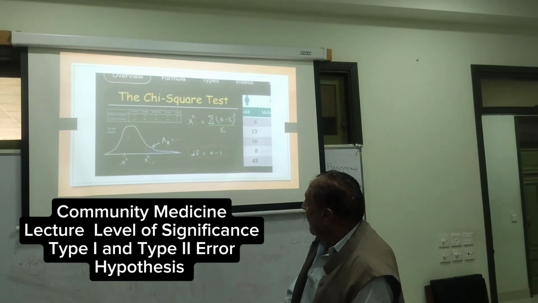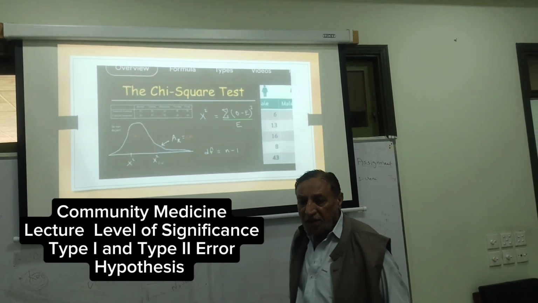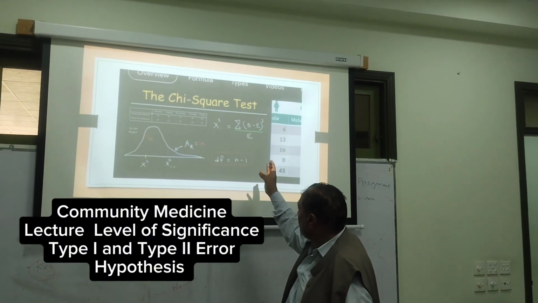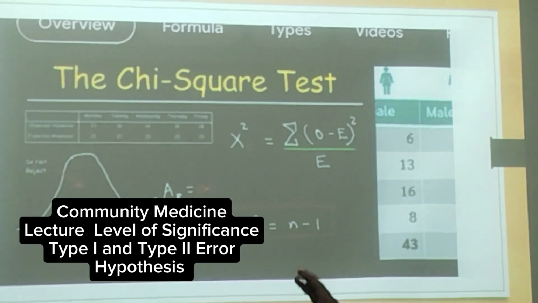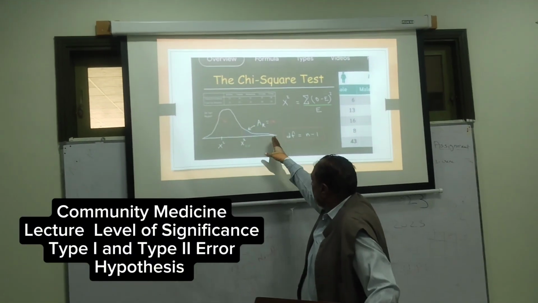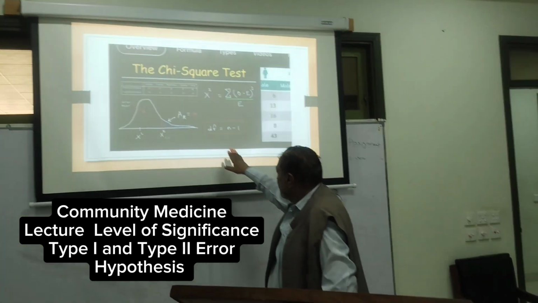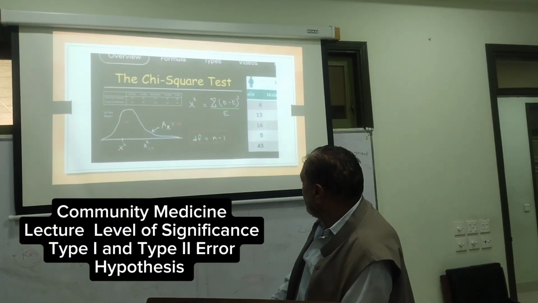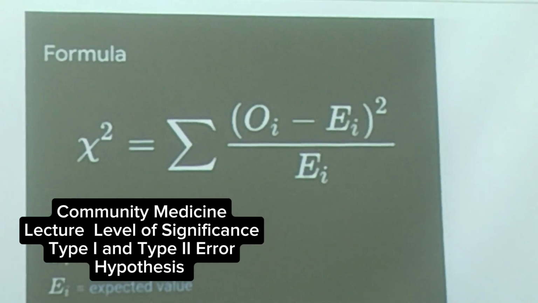Next please. This is the chi-square test, and this is basically a formula that undergraduates and postgraduates should remember: chi-square equals the summation of (O minus E) squared upon E, where E is the expected value and O is the observed value. This is the chi-square distribution of the population, and this is the degree of freedom, which is normally n minus 1. Next please. This is the chi-square formula, which I have already explained. Next.